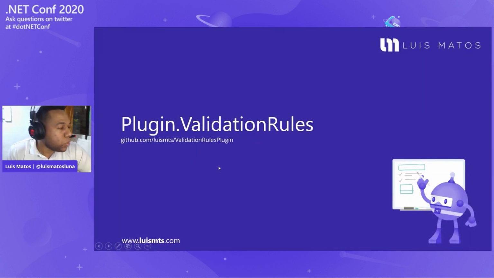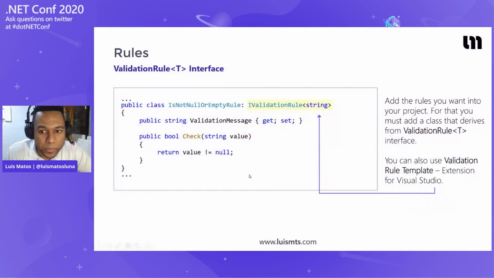So, plugin validation rules, the library that helps you improve the quality of your data using validation rules. Let's see what we can do with this library. First of all, we need to add the rules that you want into your project. For that, you must add a class that derives from the validation rules interface.